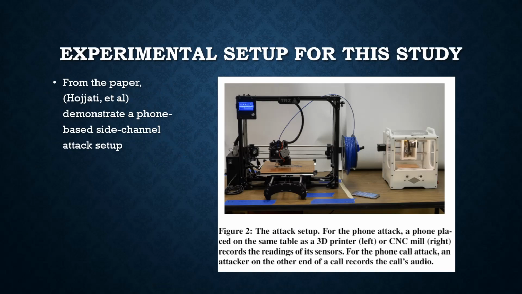So let's go ahead and take a look at the experimental setup for this study. If you take a look at what was figure 2 from this paper, you'll notice there's an attack setup. So for the phone attack, a phone is placed on the same table as a 3D printer, and then you've got the CNC mill on the right. And so that phone records the readings of its sensors. And for the phone call attack, an attacker on the other end of the call records the call's audio itself.